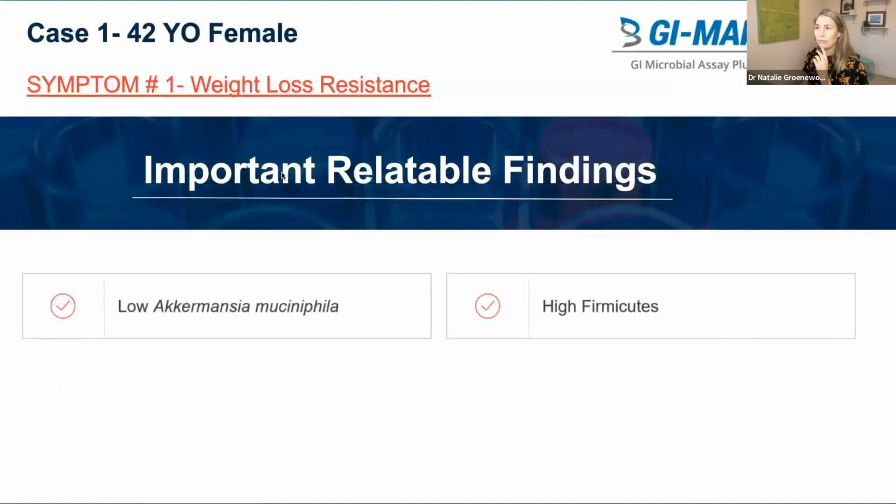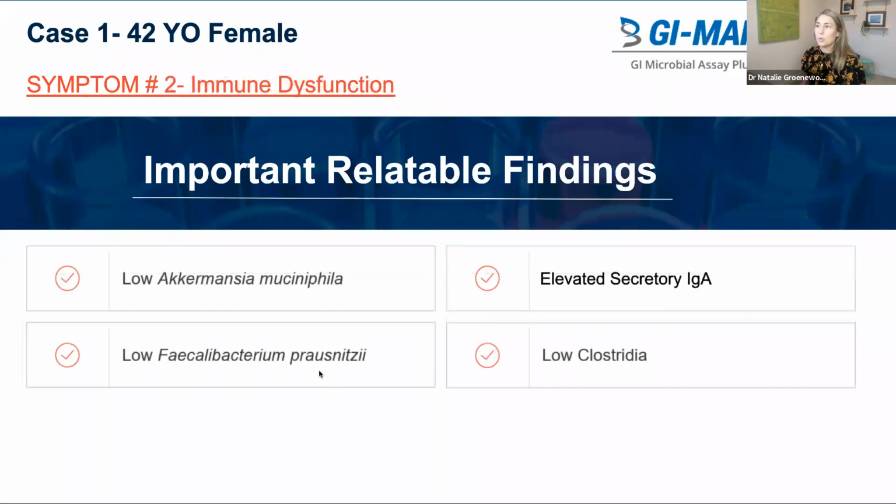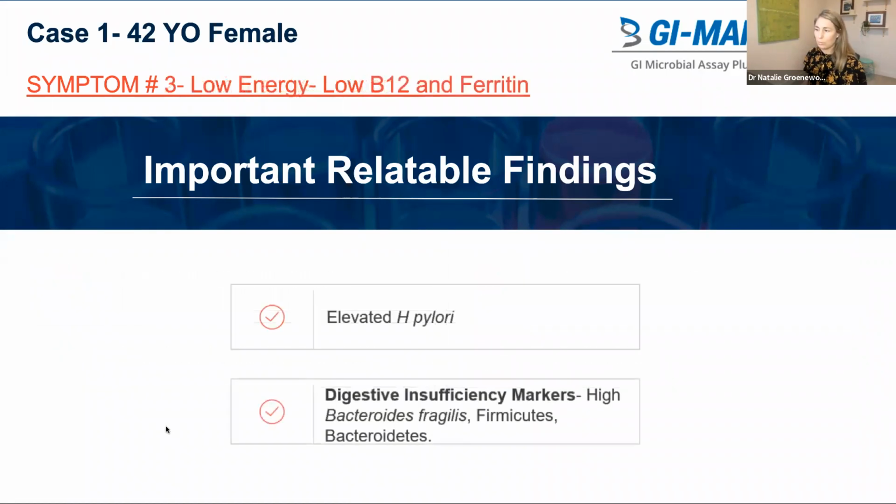So just some important findings, again, circling back: that weight loss resistance, the low Akkermansia, again, really important for basal metabolism, and then the high Firmicutes, which is going to cause a higher caloric extraction from the food that this patient's eating. Symptom 2, the immune dysfunction, so low Akkermansia, big time. Same with the Faecalibacterium, really important for our immune modulation, elevated secretory IgA, and then that low Clostridia, right? So big, important species for immune support and modulation.